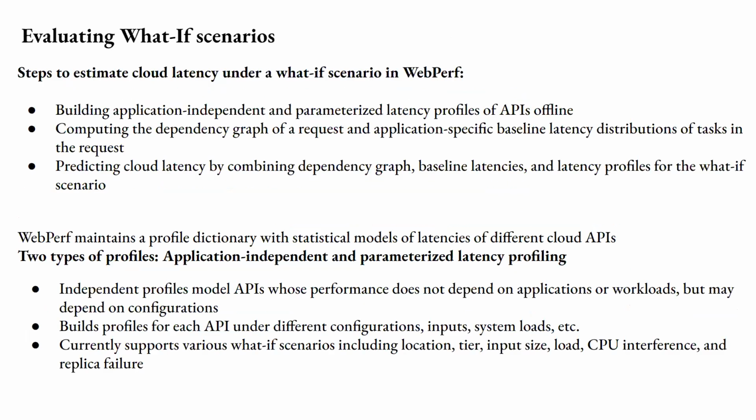Now that we've constructed the dependency graph, let us look at how we evaluate the latency. It's a three-step process to estimate the latency. The first step involves building application independent and parameterized latency profiles of various cloud APIs offline, not online, sorry. This means that the tool collects the data on the average latency of different APIs, which can then be used to estimate the latency of a request that uses these APIs.